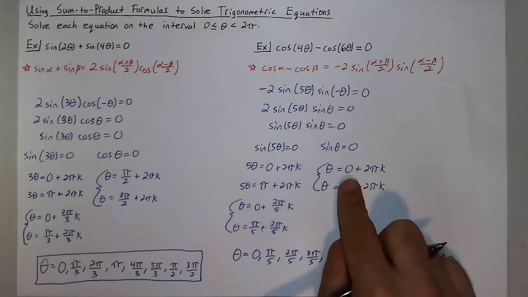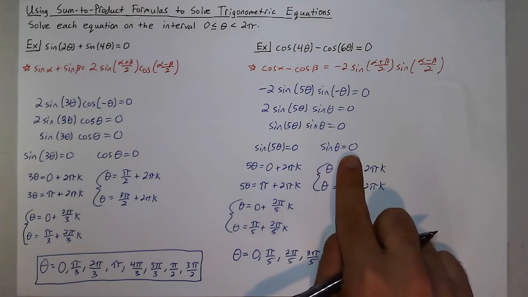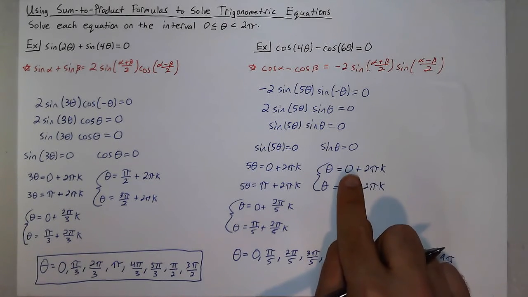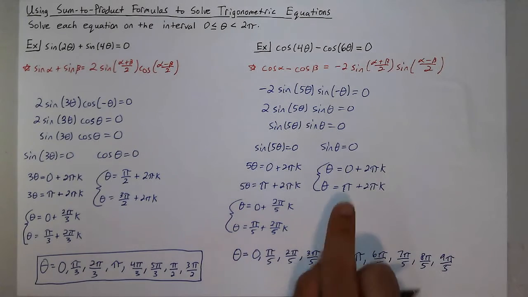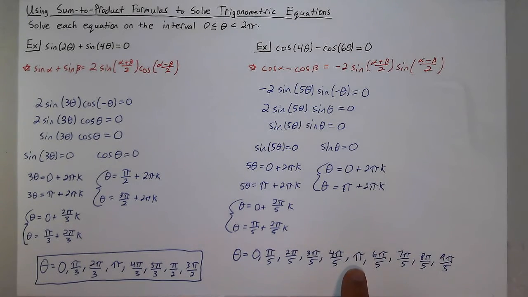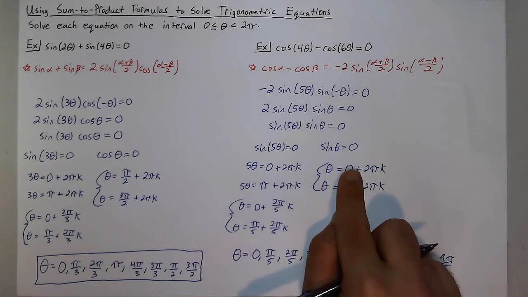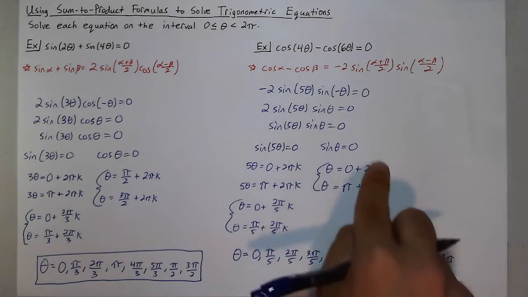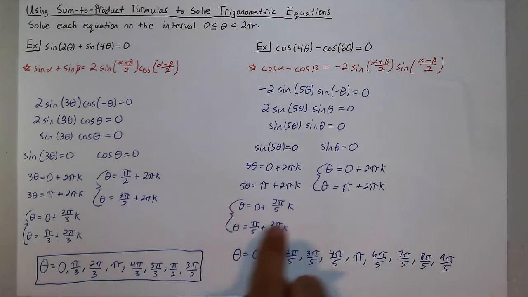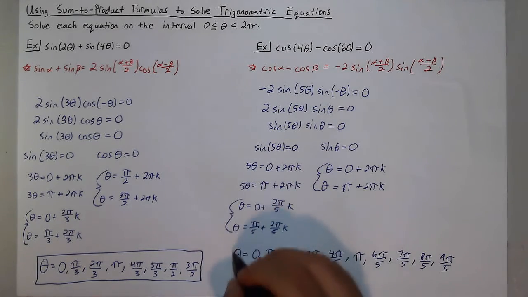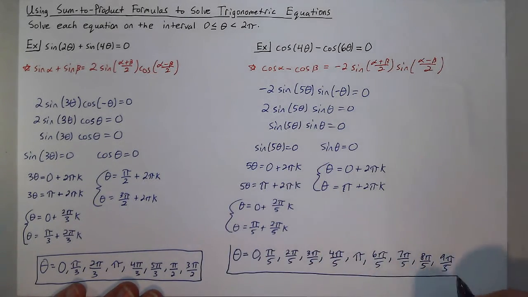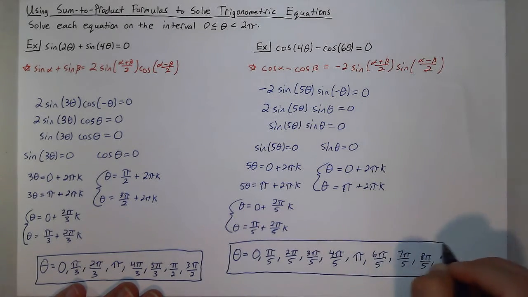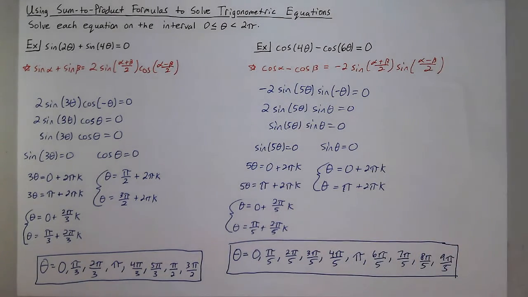Now, checking my solutions for sine of theta is equal to 0. I'll get 0, which is already one solution, pi, which is already a solution, and then possibly 2 pi, but again, I don't include 2 pi. So the solutions from this function were already listed in the solutions for the other function. So I get 10 solutions from all of the pi over 5s from 0 to 9 pi over 5. And that is how you use sum to product formulas to solve trigonometric equations.